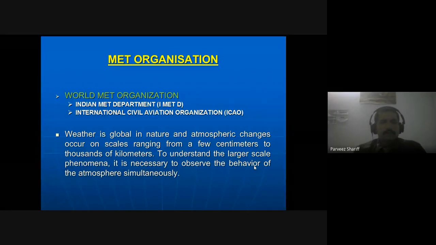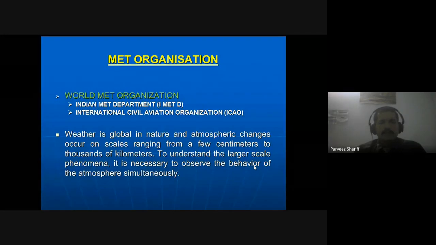If you visit the site, that is imd.gov.in, there you can see the images on a daily basis which are captured through satellites, maybe indigenous satellites, INSAT, or the radar images, or also you can see the combined images of satellites and the radar.